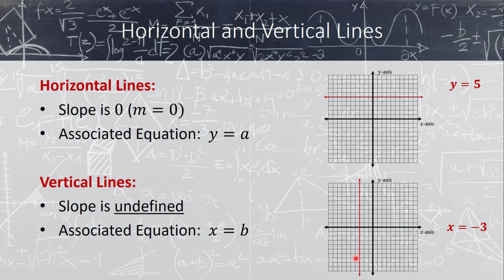And also notice for every single value of y, x will always be equal to b, or in this particular case, negative 3. So the associated equation with any vertical line is x equals some particular number.